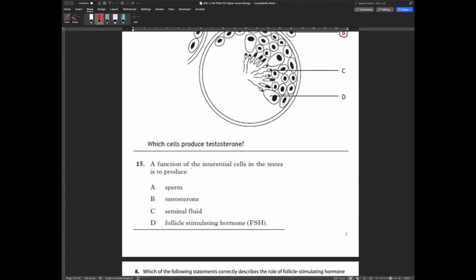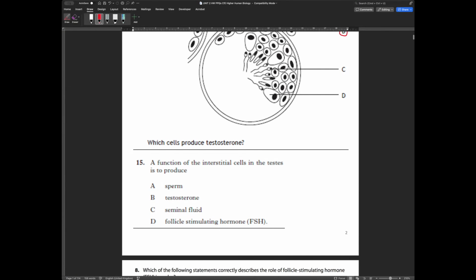This question here: a function of the interstitial cells in the testes is to produce what? Again, it's pretty much the same question, but asking it in a different way. They do not produce sperm. Sperm is produced in the seminiferous tubules. They do produce testosterone, so that's going to be our answer there, B. Let's just go through the other ones, though. Seminal fluid: the fluids that are released from the seminal vesicles are not due to that, so we can score that out. And FSH, we haven't actually learned about FSH yet, but it's not going to be the answer for this one either. Anyway, our answer there is going to be B, and we eliminate all the other options.